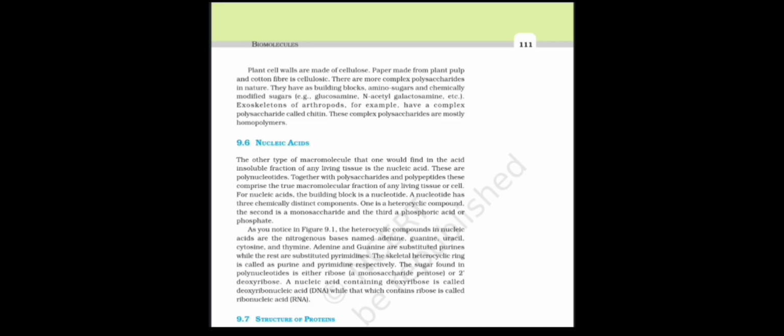Plant cell walls are made of cellulose. Paper made from plant pulp and cotton fiber is cellulosic. There are more complex polysaccharides in nature. They have as building blocks amino sugars and chemically modified sugars. Examples are glucosamine, N-acetyl galactosamine, etc. Exoskeletons of arthropods, for example, have a complex polysaccharide called chitin. These complex polysaccharides are mostly homopolymers.